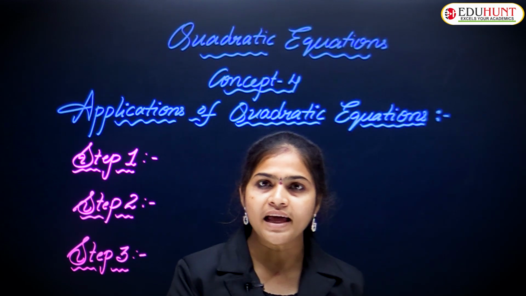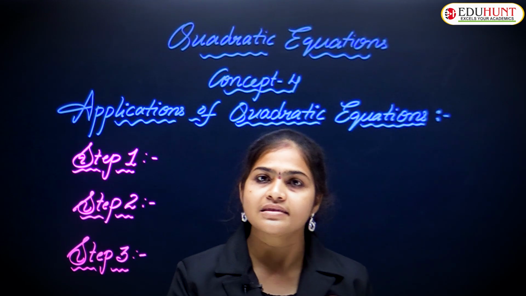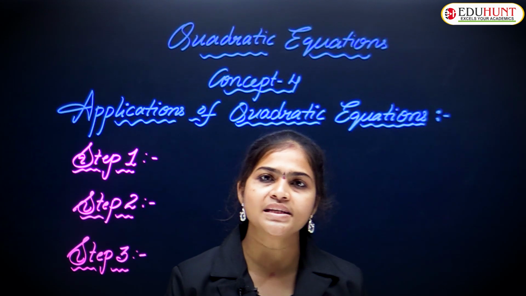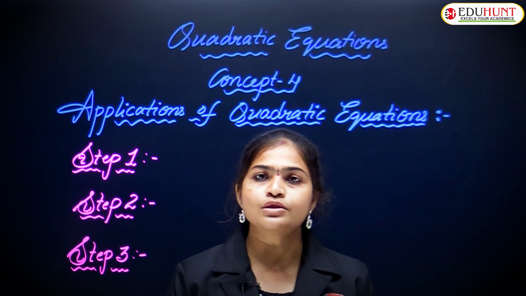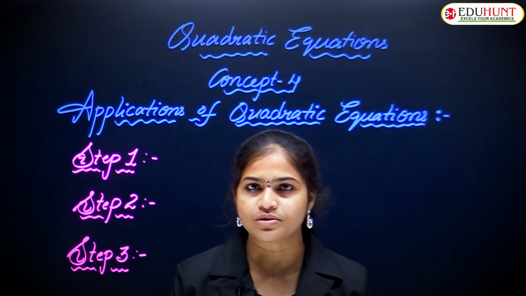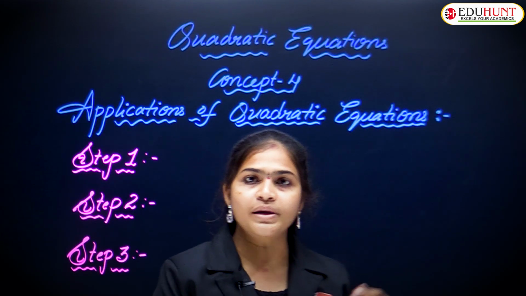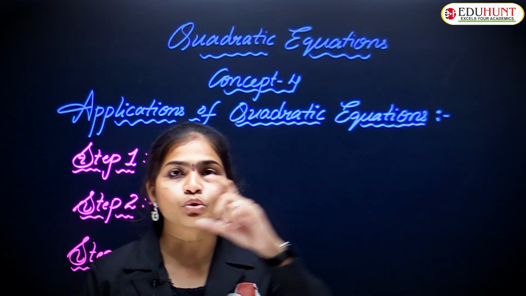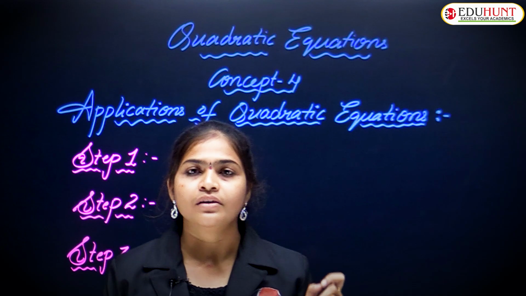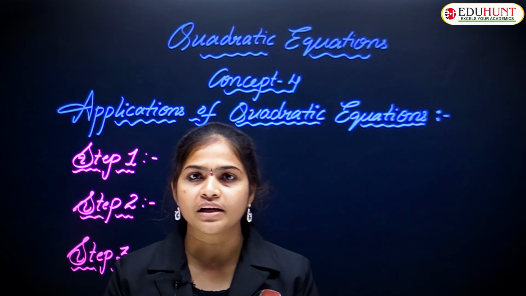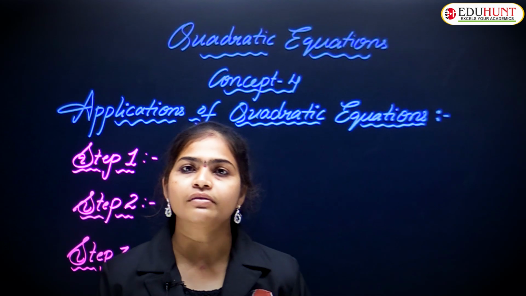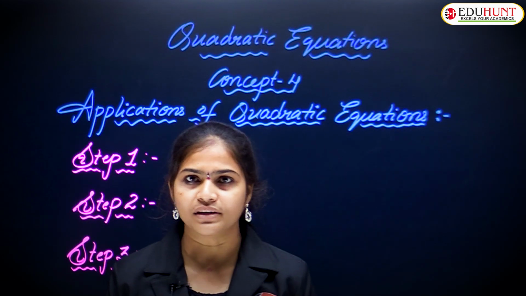Now we apply those expressions to general life questions, just applicative type questions. Applicative type means word problems. In the previous questions, they directly gave the expression and we just had to find the roots. But from this concept onwards, they will give the question in word form. We just have to convert that word problem into a quadratic equation. After that we need to find the roots, and those roots are the answers to the given question.